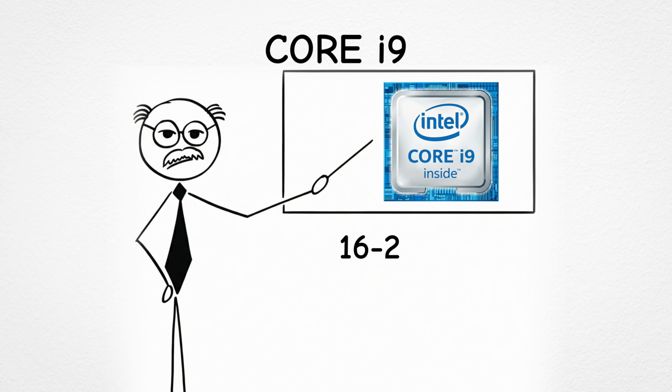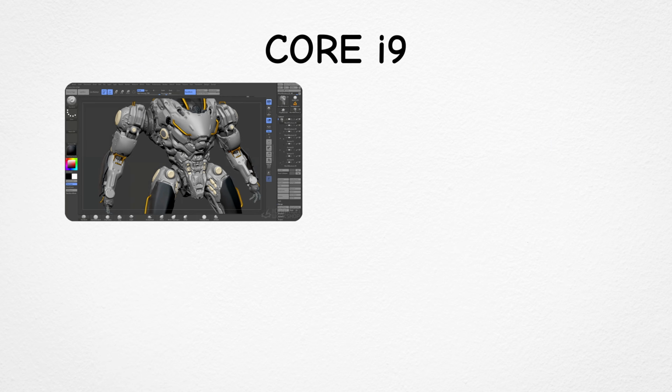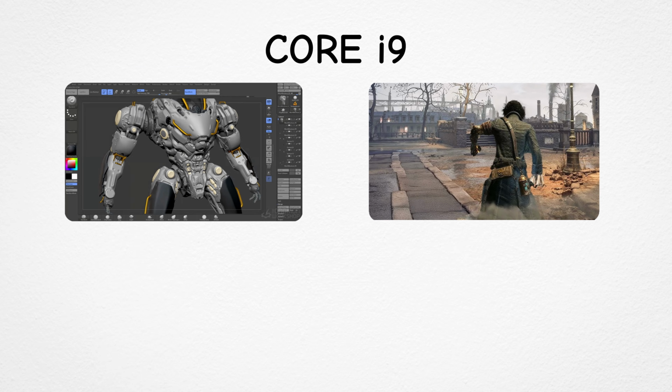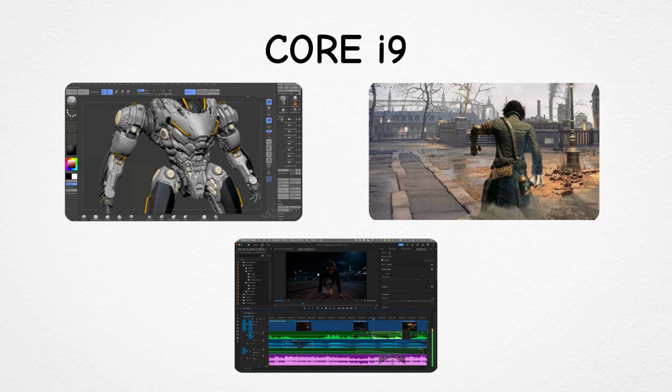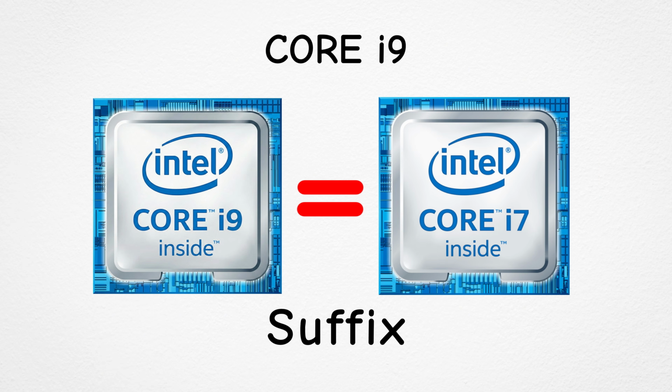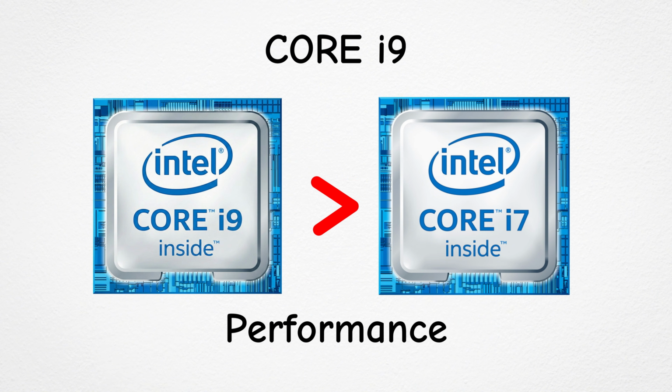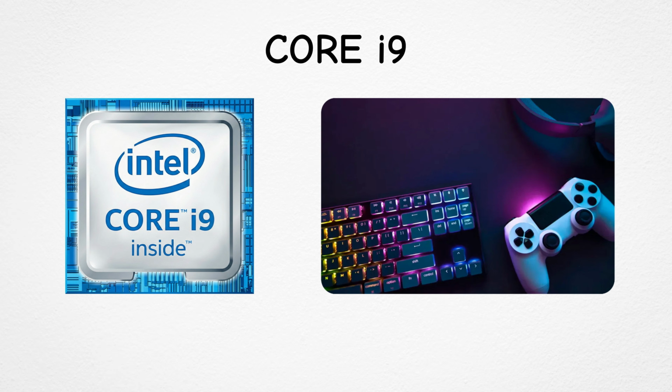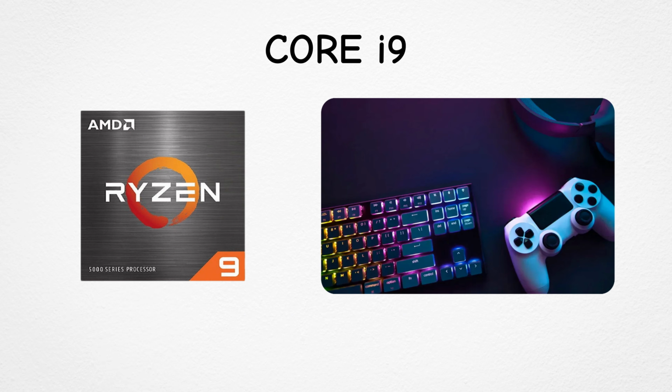It has 16 to 24 cores, which makes it very powerful for heavy workloads, like studio-level 3D modeling, reaching ultra-graphics settings in heavy AAA games, and 4K video editing. About the suffix, it's just the same as Core i7. What makes it different is that Core i9 is just more powerful in terms of performance. However, if we're talking about performance in gaming, more people these days don't even want to choose Core i9. They pick Ryzen 9 instead.